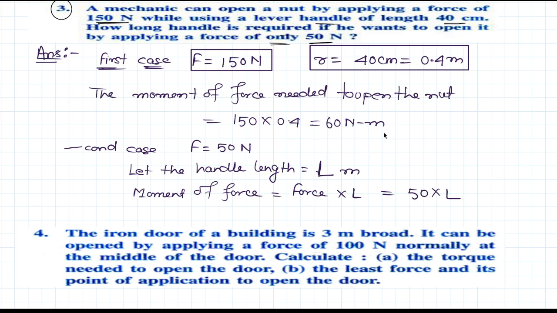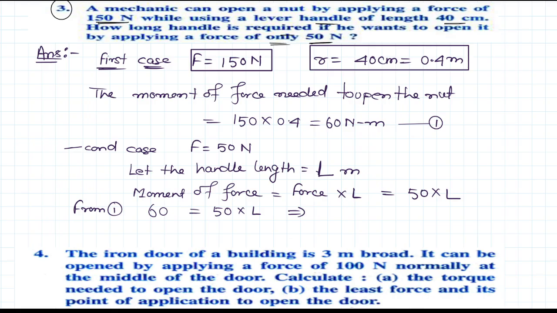So the moment of force in the first equation, if we see, is 60 Newton meter. From equation 1 we take 60 Newton meter as the moment of force. So 60 equals 50 into L. If we need to calculate the L value, L equals 60 upon 50. So 60 upon 50 equals 1.2 meter. So here we'll write 1.2 meter.